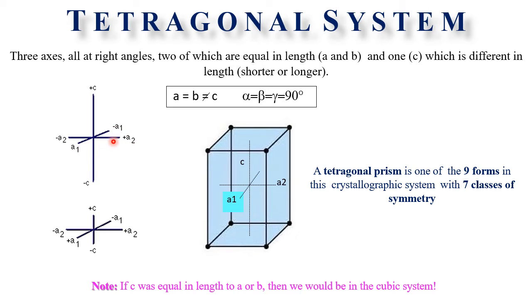And for ease of reference, the one which is running from front to back is called A1, and the one which is running from right to left is called A2, and the vertical axis is called C. So in reading position, we have the C axis as vertical, A1 is from front to back, and A2 is from right to left.